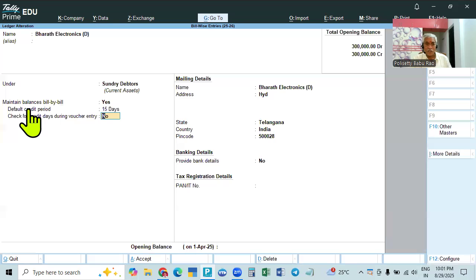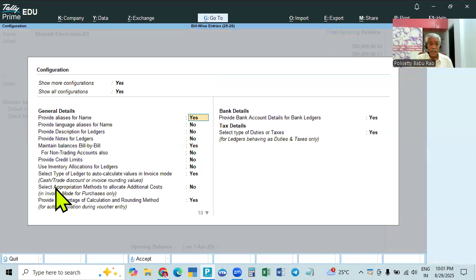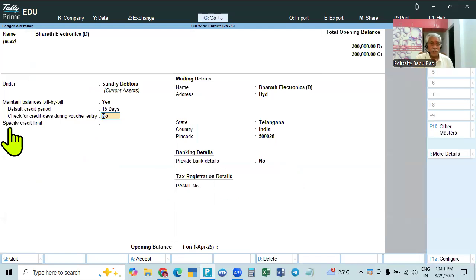the credit limit. So for this, how to fix that? There is no option for credit limit, so you have to enable a separate option. For that, go to F12 and see the maintain balance bill by bill option. Next to that, there is one option, provide credit limits. So you enable this feature. You activate this setting in F12. Provide credit limits, activate the option. Then it shows specify credit limit.